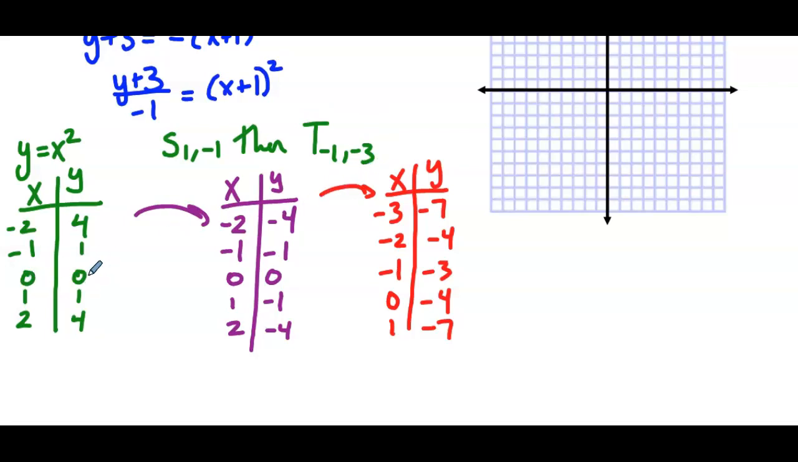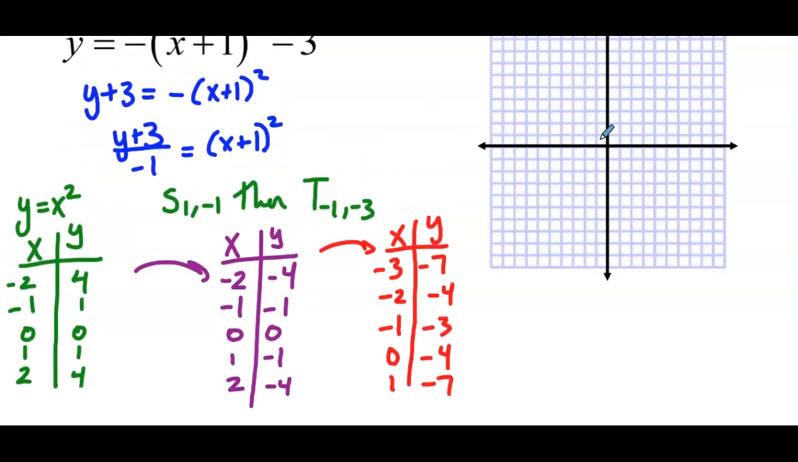Because that vertex at (0, 0) in the parent function, after the scaling, was still (0, 0). It was only after the translation that we got the coordinates (-1, -3). So now we can plot all the points that we found. So we have (-3, -7), (-2, -4), (-1, -3), (0, -4), (1, -7).